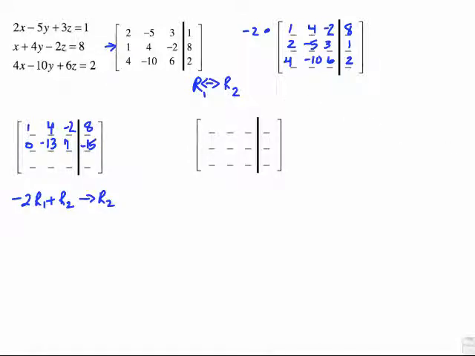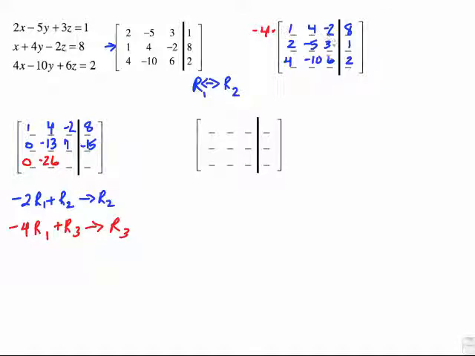I need to do that same step, but this time I want to cancel out the 4. So I will use -4 being multiplied through row 1. So that is -4 times row 1 plus row 3 going into row 3. So -4 times 1 is -4 plus 4 is 0. -4 times 4 is -16 minus 10 is -26.